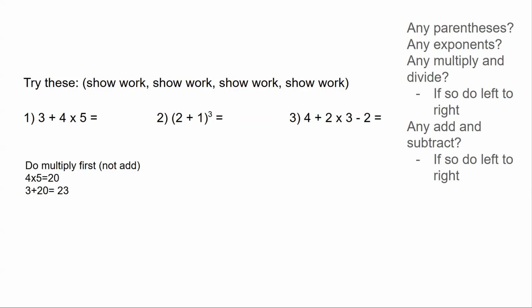Second one, are there any parentheses? Yes. So you do 2 plus 1 is 3. Any exponents? Yes. Then 3 to the third power is 27. And that's your answer. Number 3, are there any parentheses? No. Any exponents? No. Any multiply and divide? Yes. So you do 2 times 3 is 6. Then you do 4 plus 6 minus 2 in that order. So 4 plus 6 is 10, minus 2 is 8.